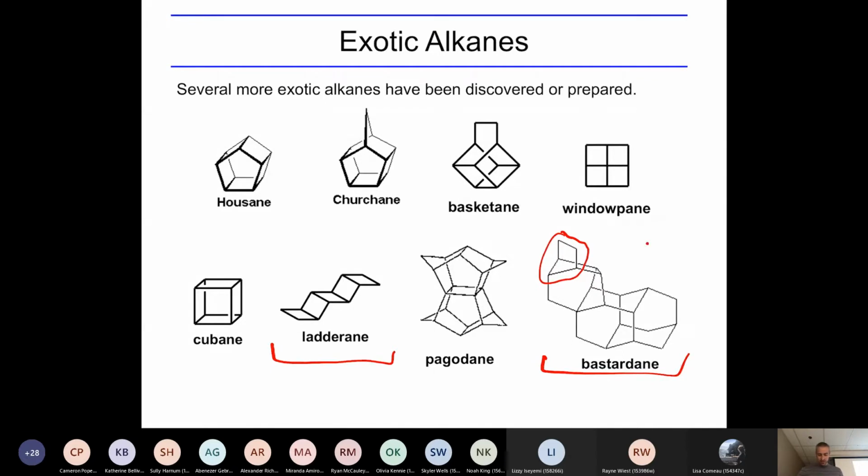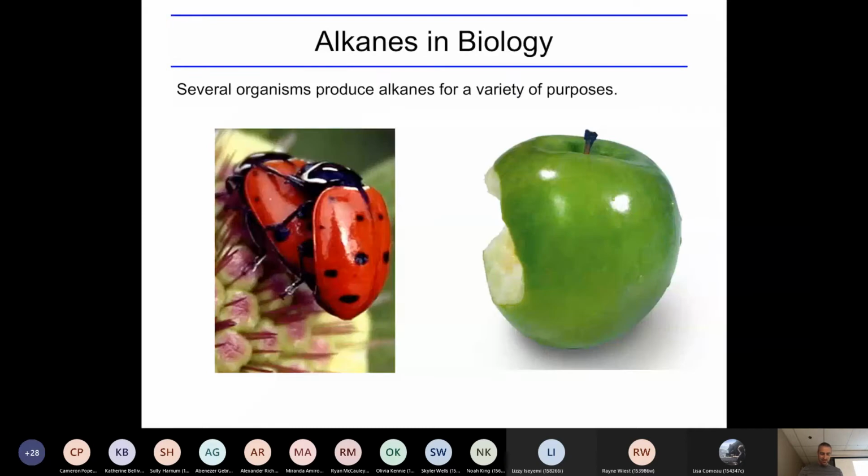This one was not the one he was trying to make, but no matter what he tried, this was the only one that would be formed. So we called it Bastardane because it was like the unwanted child, I guess, which is not very kind, but anyway, that's what they went with.